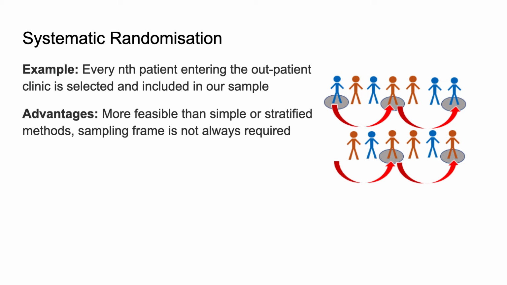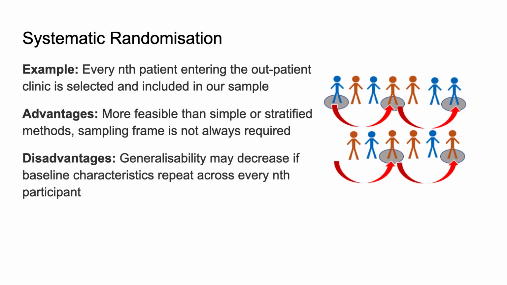You do not require a sampling frame because you don't know who will be passing through that door. The disadvantage would be that the generalizability would be decreased, okay? Because you do not know the baseline characteristics of your sample. They might repeat, always due to random error, rather than systematic error.